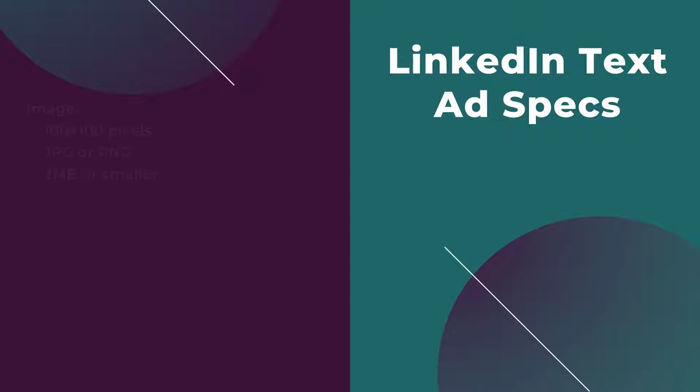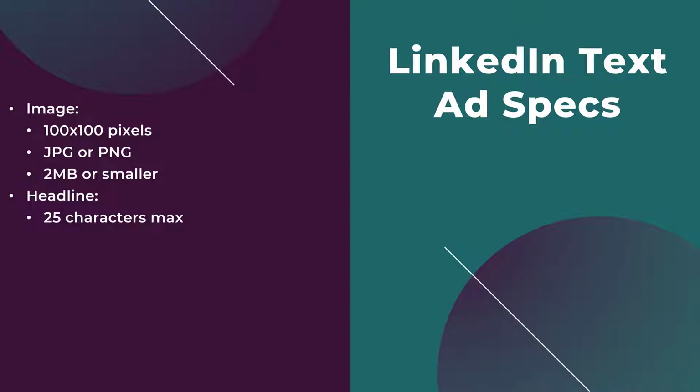But the first part of a text ad will be the image. The image has to be 100 by 100 pixels. You can't just upload any square image. It's going to get rejected. If you already have a square image, that's great. Just go to Google, find an image resizer, and make sure it's 100 by 100 pixels. Pretty easy to do. It has to be a JPEG or PNG, and the file size cannot be more than 2 megabytes.